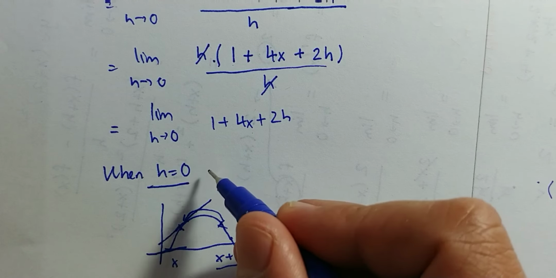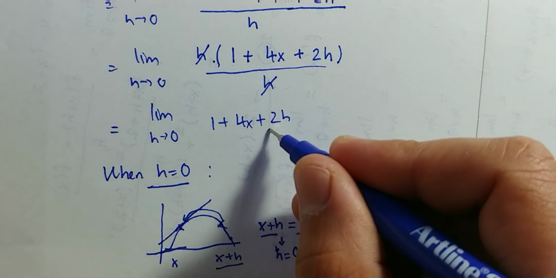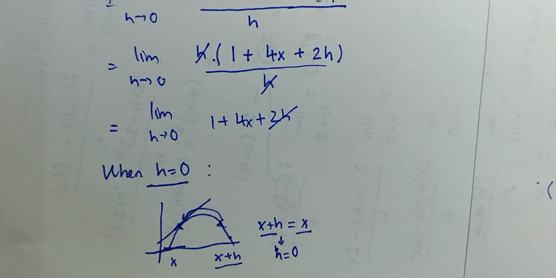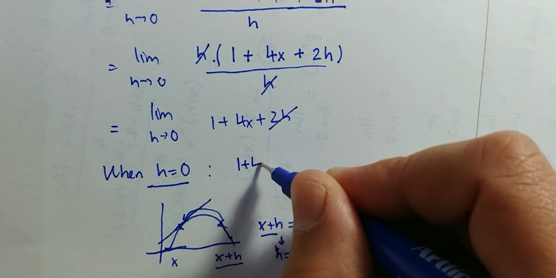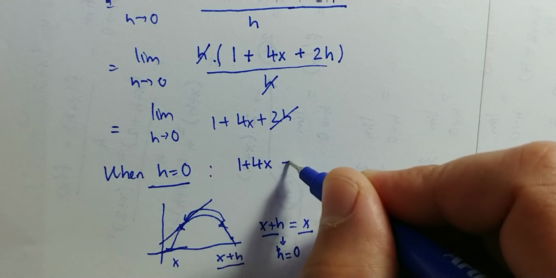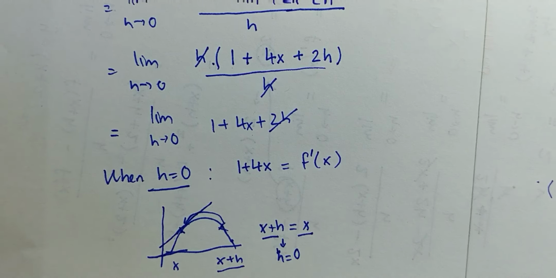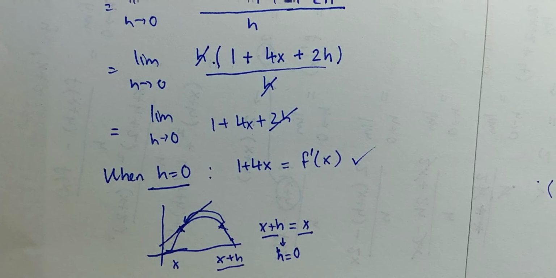The reason for doing that also is that we can get rid of that. So any h remaining will be equal to 0, which leaves you 1 plus 4x as the derivative of the function.